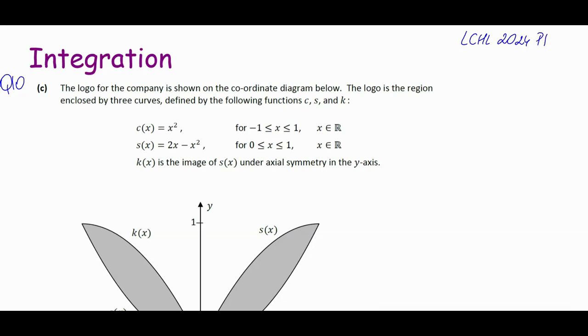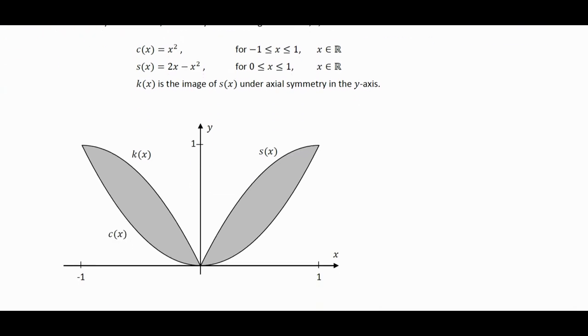Let's have a look at integration. Though this question looks a little bit complicated, from the point of view of integration it is not. The logo for the company is shown on the coordinate diagram below. The logo is the region enclosed by three curves defined by the following functions, C, S, and K. So let's have a look at the functions and the logo.